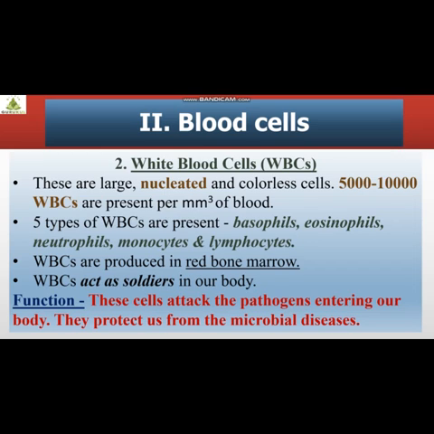WBCs are produced in red bone marrow like RBCs. WBCs act as soldiers in our body. Very, very important, students. These cells are going to attack the pathogens which are entering our body. That means they are acting like soldiers. They protect us from microbial diseases. Any kind of microbial disease, we are protected only because of WBCs. Please remember WBCs for fighting infections in our body. So they are acting as soldiers.